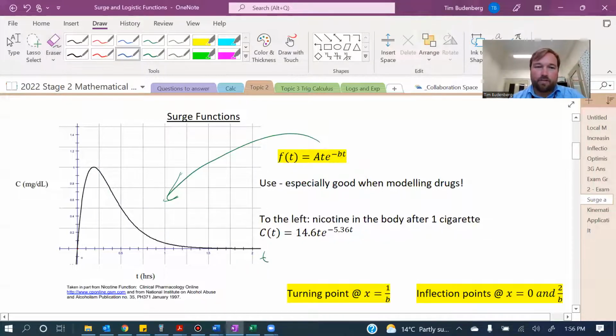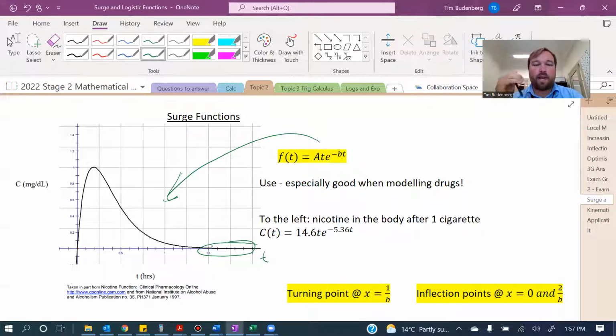What you might notice is the function technically asymptotes to 0. The math model we use doesn't work perfectly. Clearly, your body will break down all the nicotine eventually. However, our maths model says it will never reach 0. Note that it's not perfect.